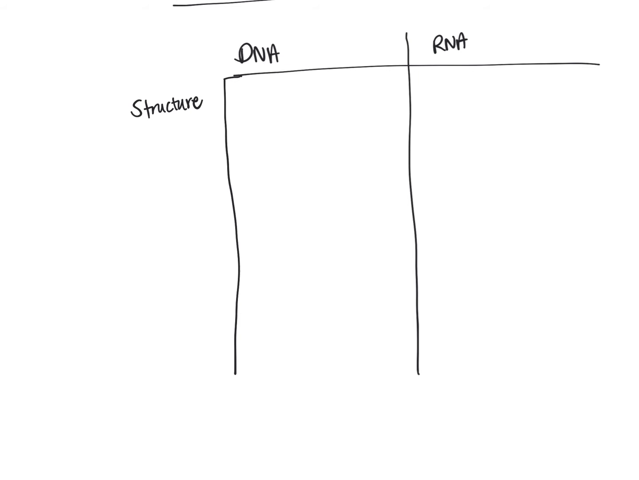So in my T-chart, the first thing I want to talk about is the difference in the structure between DNA and RNA. So DNA is double-stranded while RNA is single-stranded. And this is because of the structure of the nucleotide, which we'll talk about later.